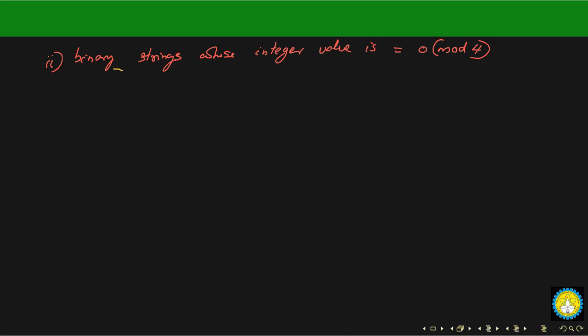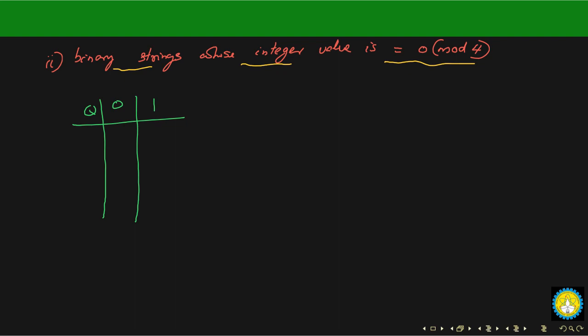In this question, it is asked about binary strings whose integer value is 0 mod 4. From the knowledge about the transition table which you have described earlier, we can easily start drawing its transition table without even looking into the question. It's a shortcut method, right? I have the states here, and then I have the transitions here: this is the 0 transition, and this is the 1 transition.